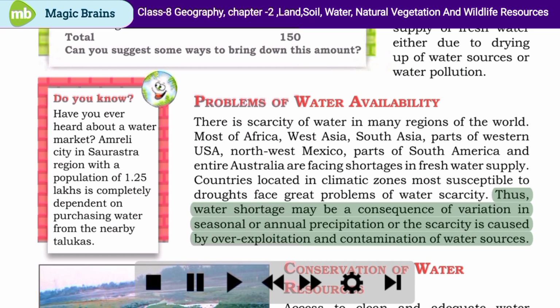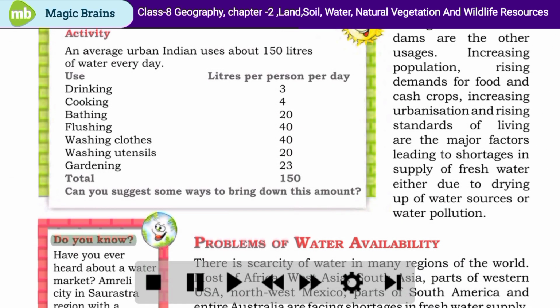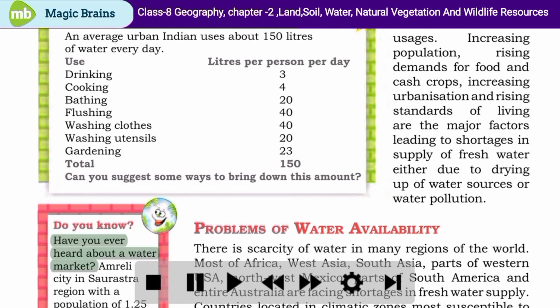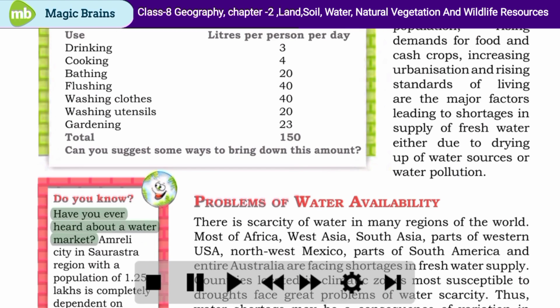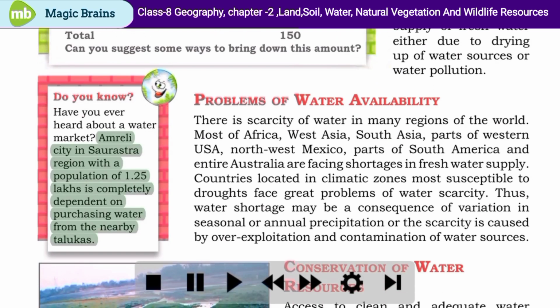On the left side, there is a red box given, which reads, "Do you know? Have you ever heard about a water market?" Amreli city in Saurashtra region with a population of 1.25 lakhs is completely dependent on purchasing water from the nearby talukas.